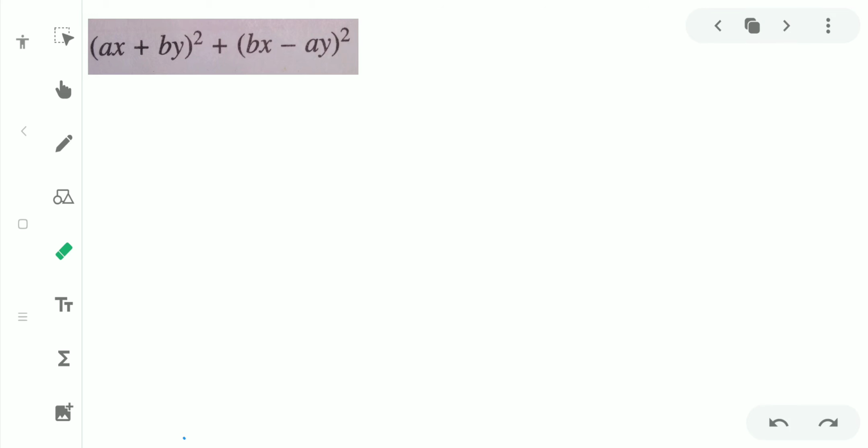So now let us go into the question. Ax plus by whole square plus bx minus ay whole square. As I have said, this is in the form of a plus b whole square, where ax is a and by is b, and here bx is a and ay is b.